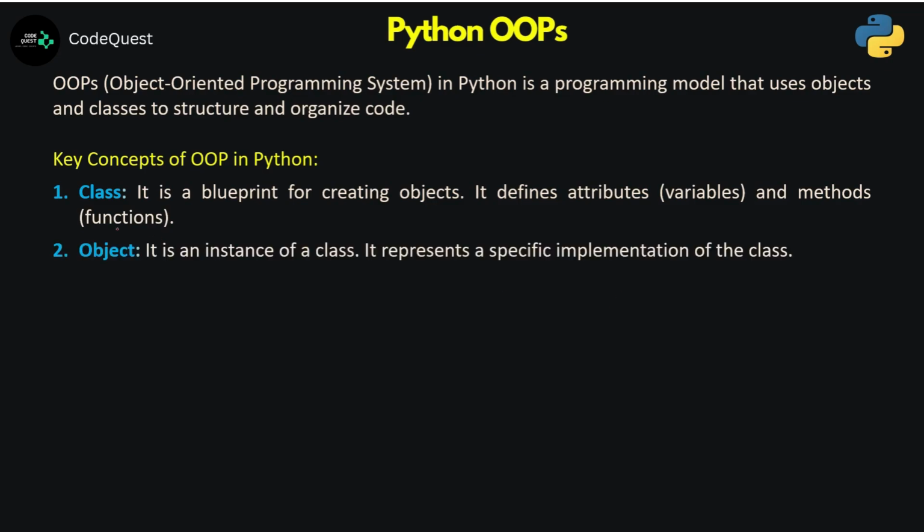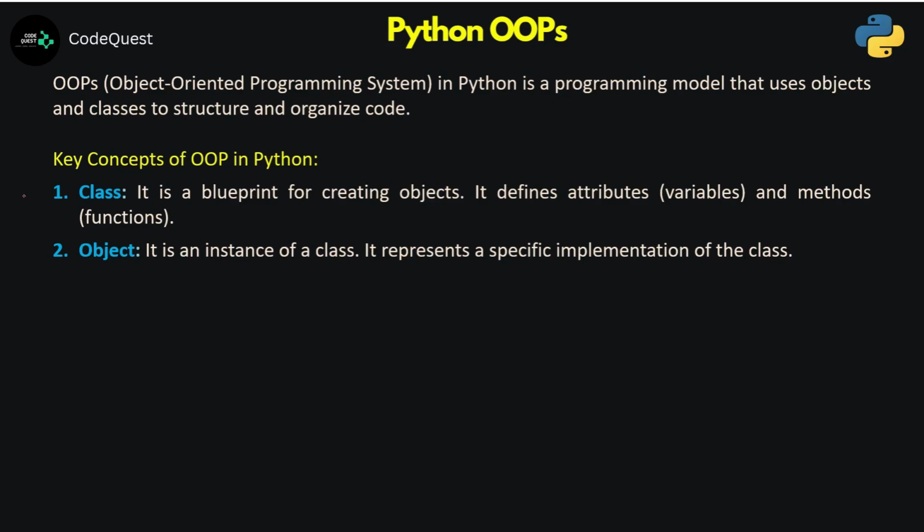Now, what actually is an object? An object is nothing but an instance of a class. When I say instance, it is something which is going to take up memory. So a class is basically a logical entity because it does not occupy any memory, and an object always takes up the required memory. It basically represents a specific implementation of a class.